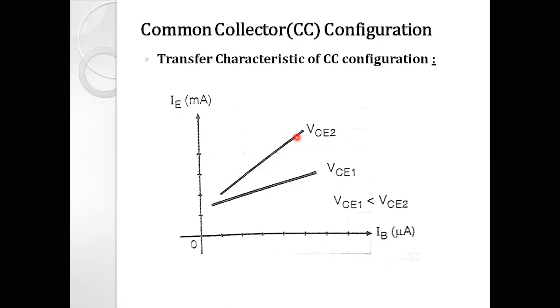What is VCE? What is the relation between VCE1 and VCE2? VCE2 is larger than VCE1. VCE1 and VCE2 are the voltages applied between the collector and the emitter terminal, or you can say the output voltage. So you can see that the transfer characteristic for common collector configuration is the linear relationship between the output emitter current and the input base current.